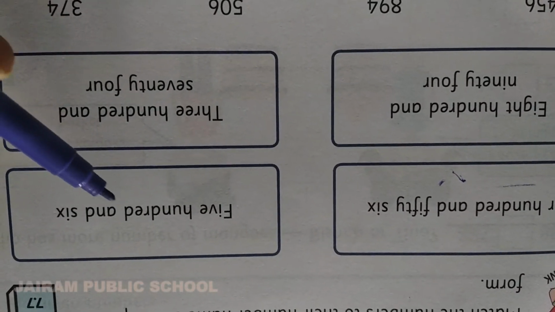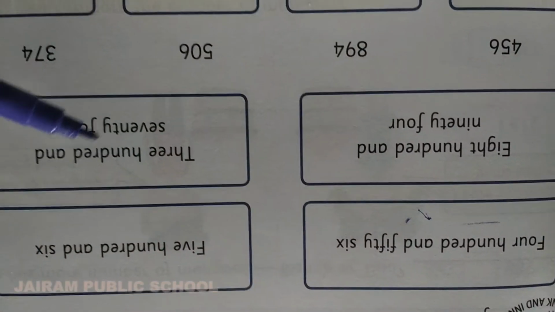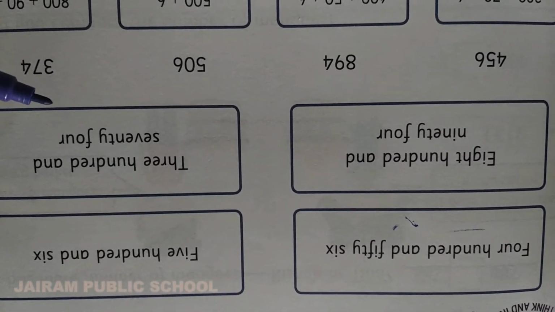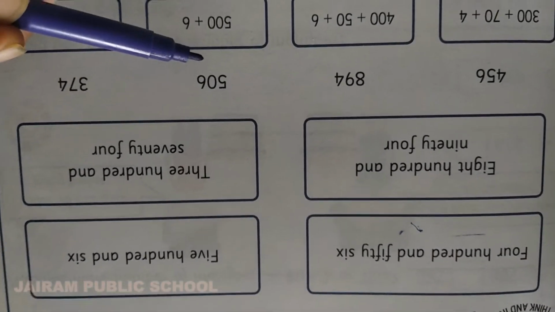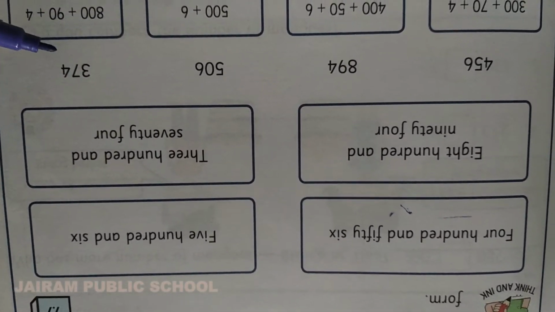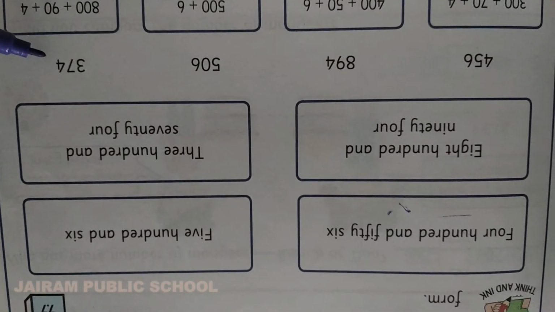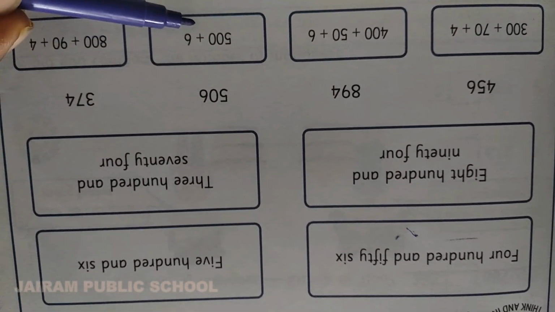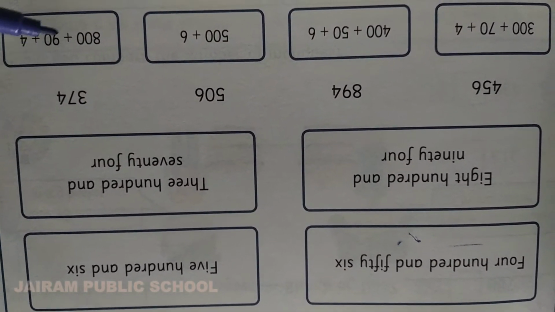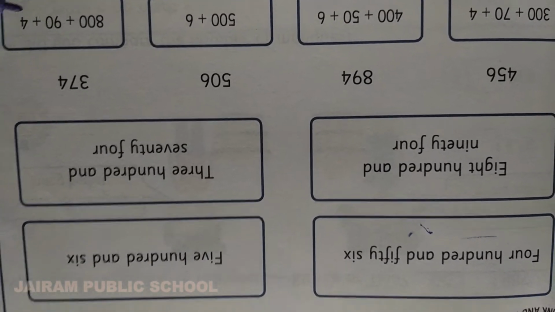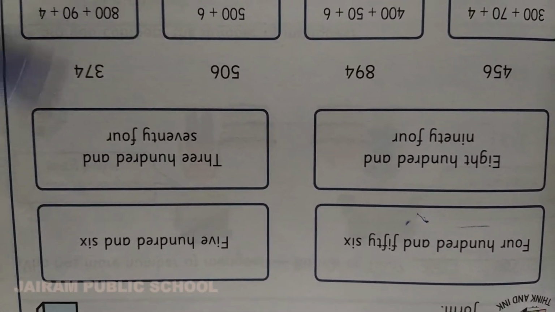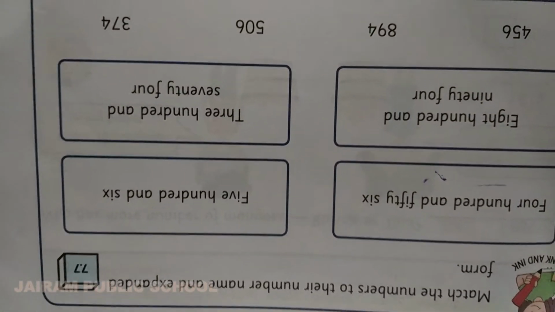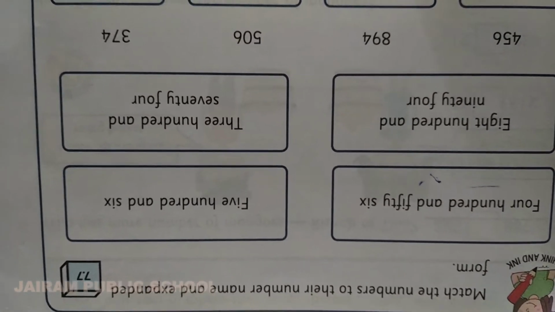See here, 506 is there, so you cannot match. And this one, 374, that also you cannot match. And here they have given 506 and 374. And here see, this one they have written as 500 plus 6, and this one they have written 800 plus 90 plus 4. So they have given like this. Okay, so you want to match. They have given the numbers and their expanded form.